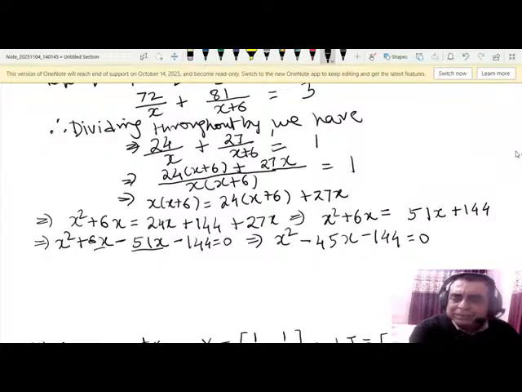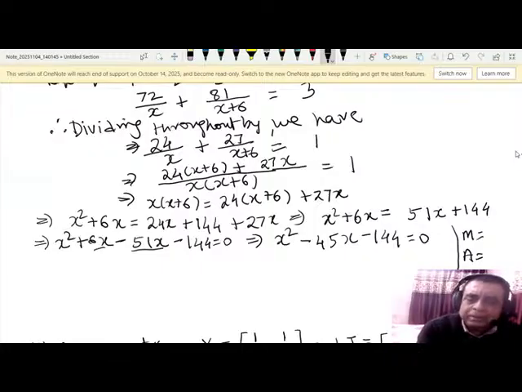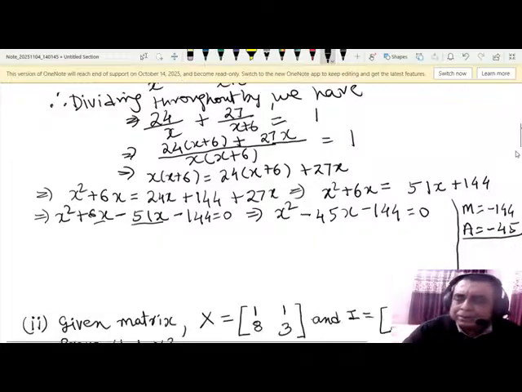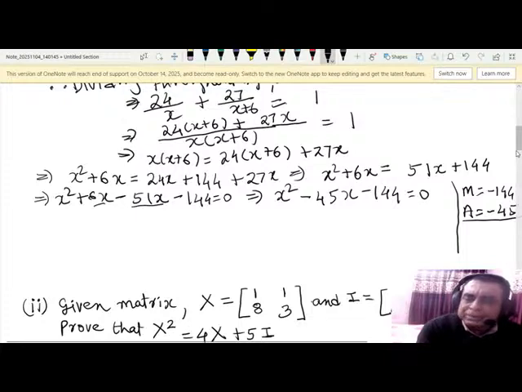Now we will factorize this quadratic equation. For that we do some rough work. We write here m and a. For m, you write the coefficient of x squared, that is 1, times the constant term. So 1 multiplied with minus 144 is minus 144. And the middle coefficient is minus 45. Now find two numbers whose product gives us minus 144 and whose sum gives us minus 45.